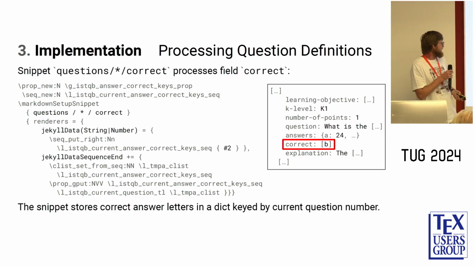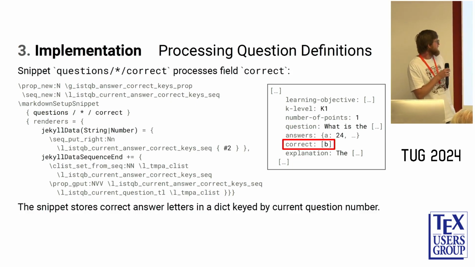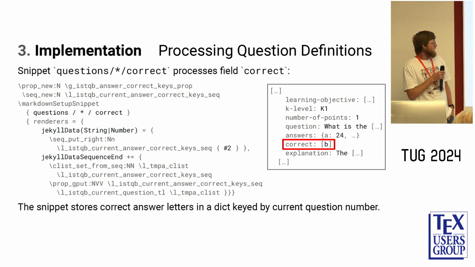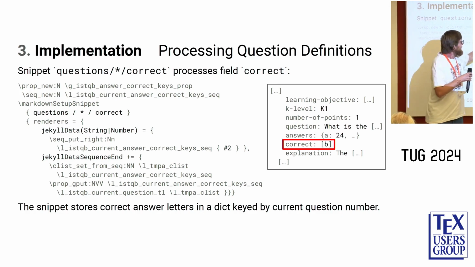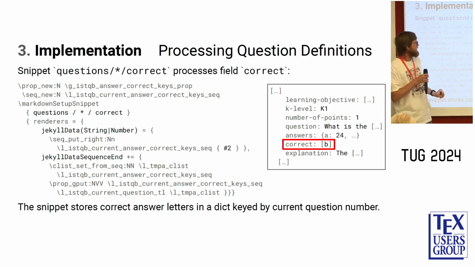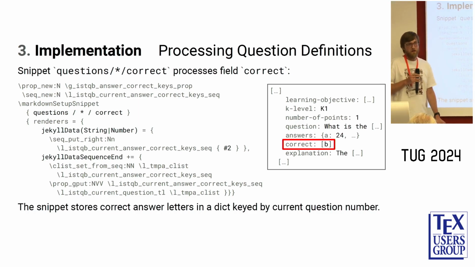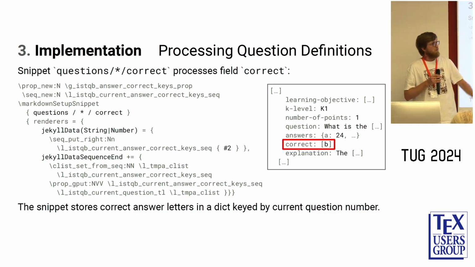For the structured fields, for example, the correct answers, here we store the correct answer letters in a dict or a property list, which is keyed by the current question number. So it's a comma list. So in this property list, we would store under the key 1 just the letter B. But if there were multiple correct answers, it would be a list of all of them separated by commas.